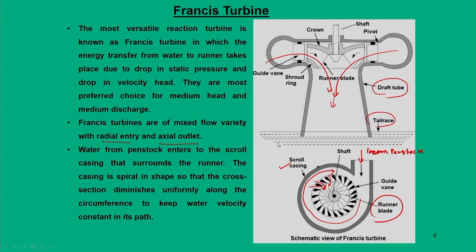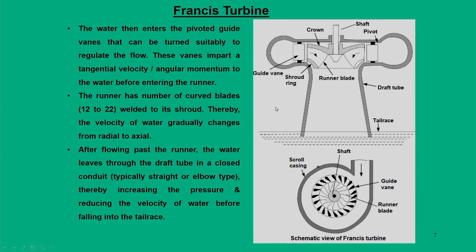So, this is the overall picture. If you look at the runner, they have cork blades, normally 12 to 22, and they are welded with the shroud, which means that these runner blades are fixed blades and they cannot be deflected, or for a given turbine, they cannot be disturbed. So, there are 12 to 22 cork blades.